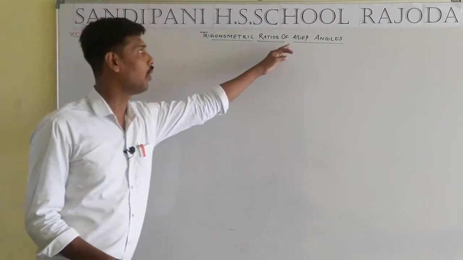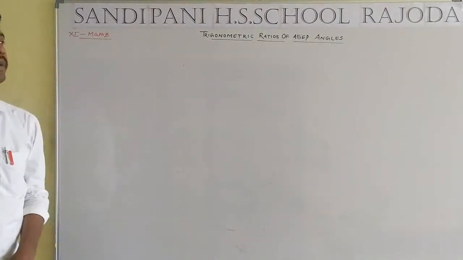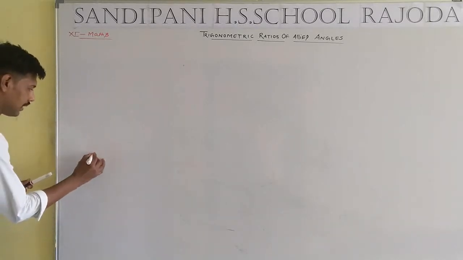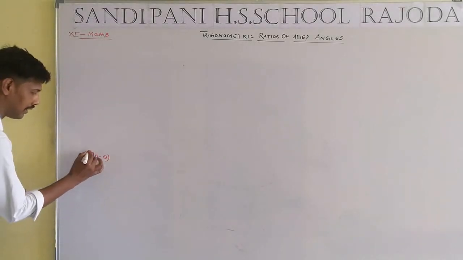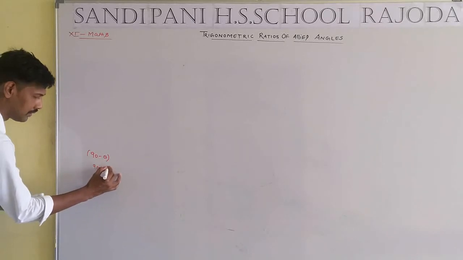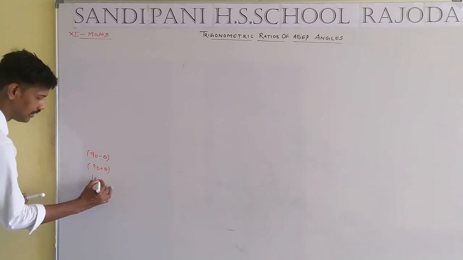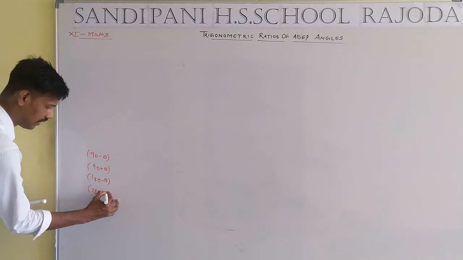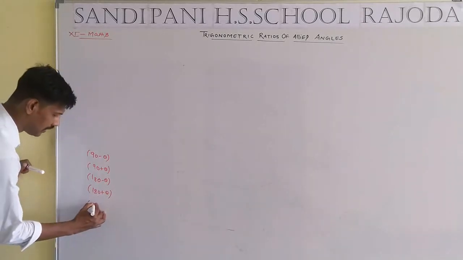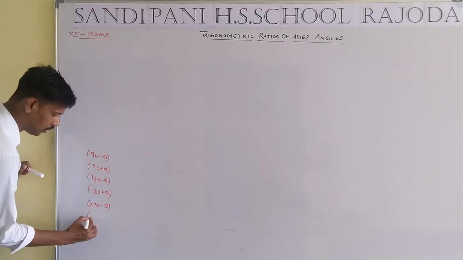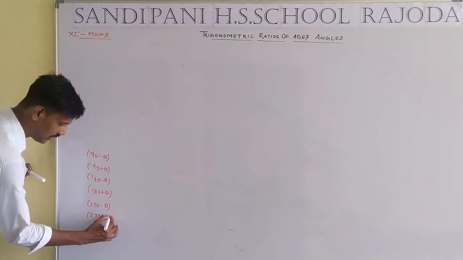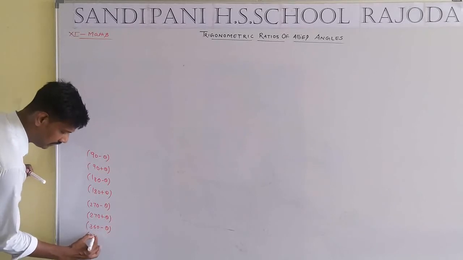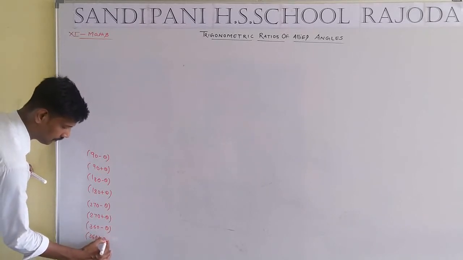Trigonometrical ratio of allied angles. What is the meaning of allied angles? That means 90 minus theta, 90 plus theta, 180 minus theta, 180 plus theta, 270 minus theta, 270 plus theta, 360 minus theta, and 360 plus theta.